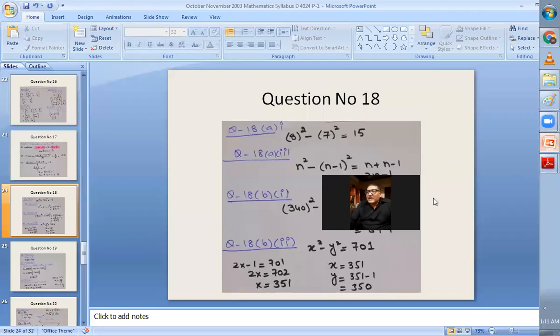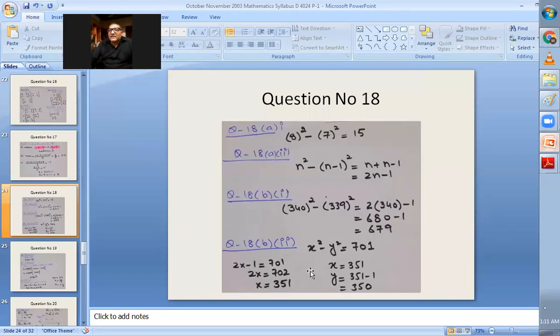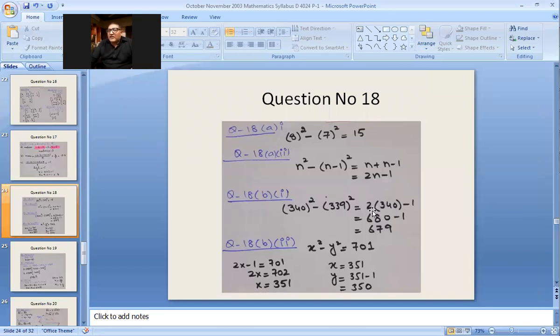And let me show you my answer. So here you can see that will be 3. So you will have 2 times that this number is n. So 679 will be the answer. The sum is 2n minus 1. So this is n, that's 340. So 2 into 340, that will be 680 minus 1, and that is 679.